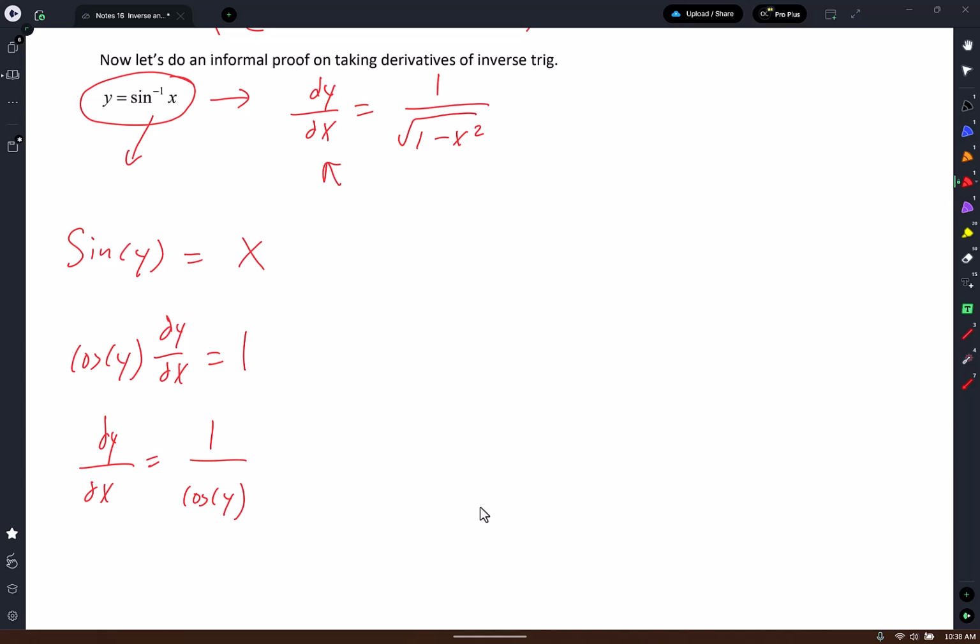Child, that's not 1 over square root of 1 minus x squared. What do we got to do? What formula do you know? What identity do you know? Valentine's formula. What's my Valentine's formula? Cosine squared plus sine squared equals 1. You got to keep the argument the same.